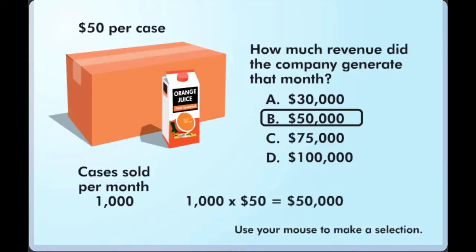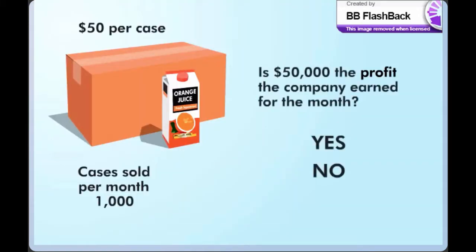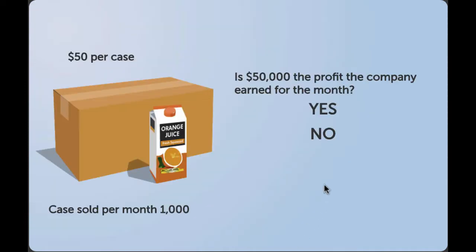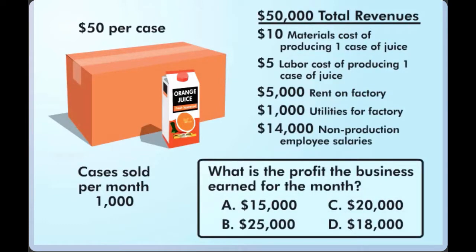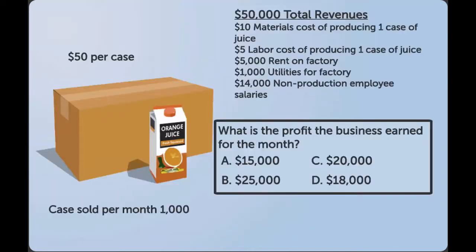That is correct. So is $50,000 the profit the company earned for the month? Right. Based upon the following monthly costs, what is the profit the business earned for the month? You might want to grab a piece of scratch paper.